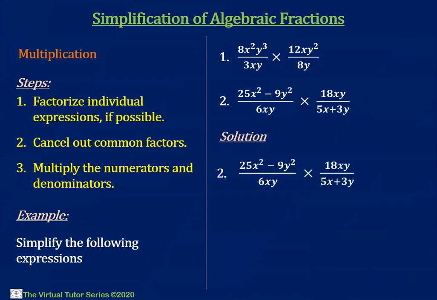Example number 2. 25x squared minus 9y squared all over 6xy times 18xy over 5x plus 3y. The square root of 25 is 5 and the square root of 9 is 3. So the first fraction can be rewritten as 5x all square minus 3y all square all over 6xy times the second fraction 18xy over 5x plus 3y.